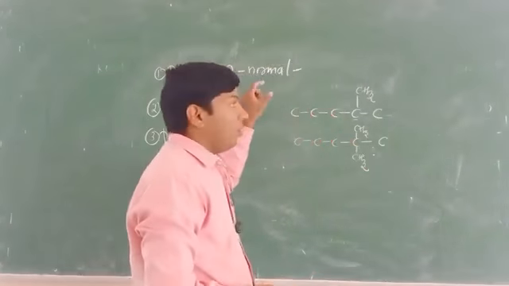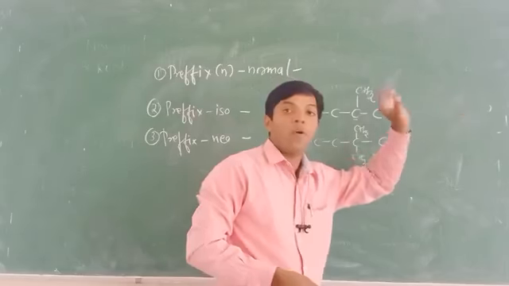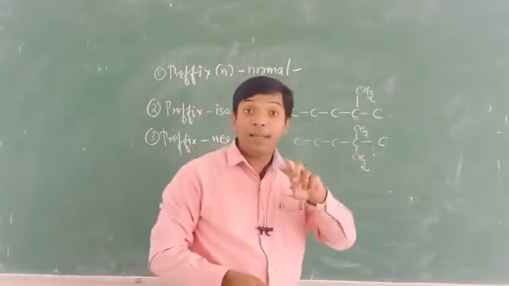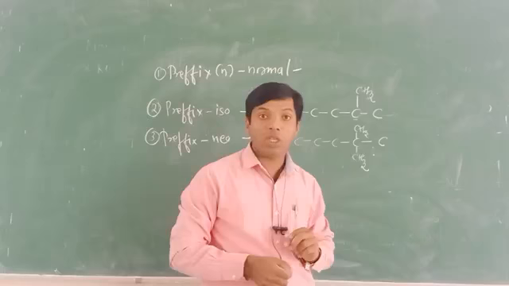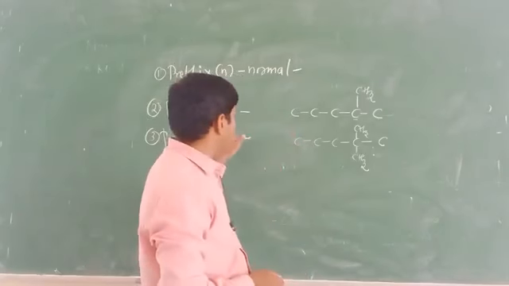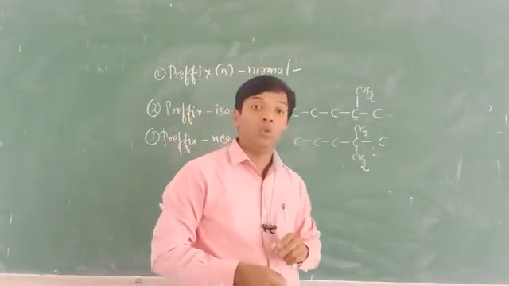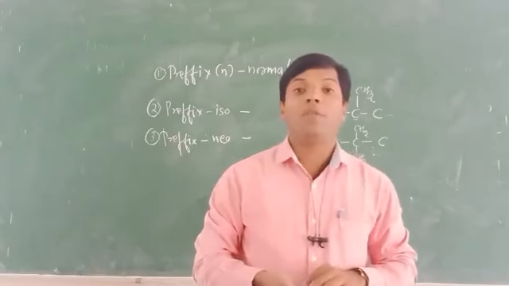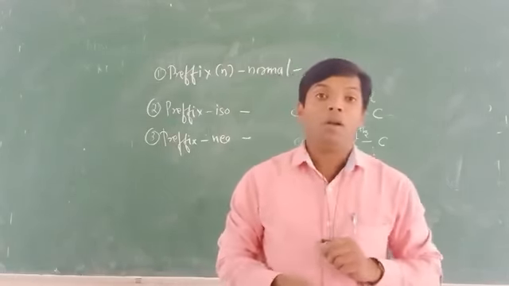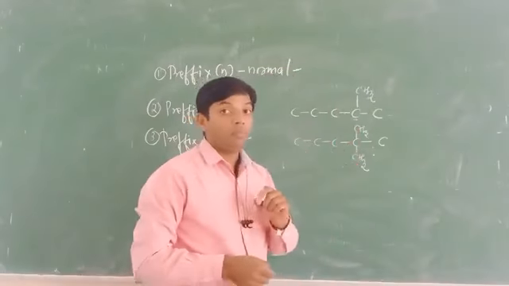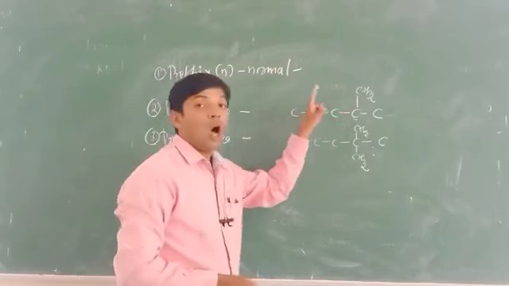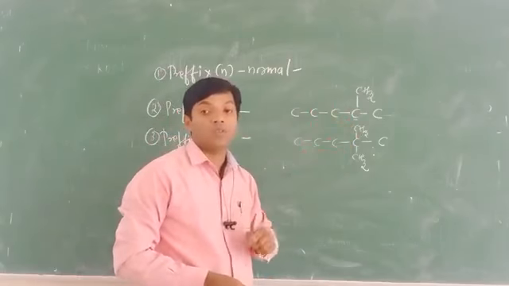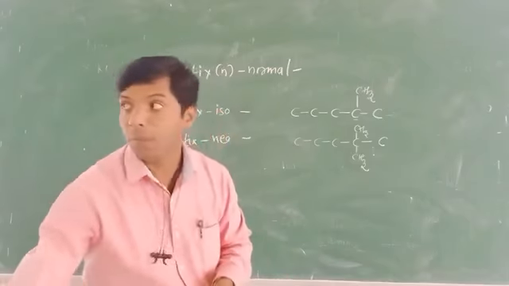Prefix normal can be used when the compound has all the carbon atoms bonded in a straight chain manner. Prefix iso is used when one methyl group is attached to the second last carbon atom of the chain. Prefix neo is used when 2 methyl groups are attached to the second last carbon atom of the carbon chain. But remember, when writing the IUPAC name, you have to count all the carbon atoms present in the system. All the carbons present in the system. So let's discuss two examples.